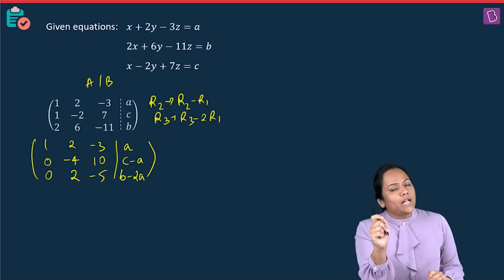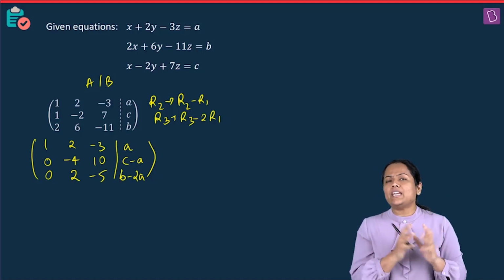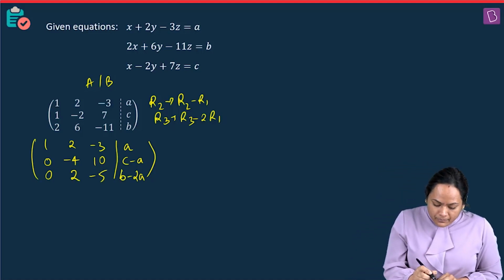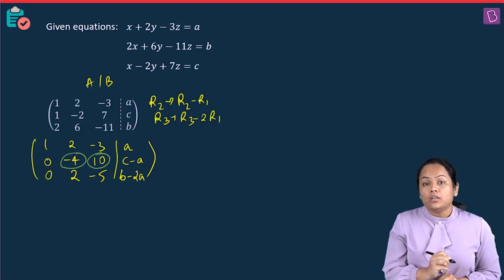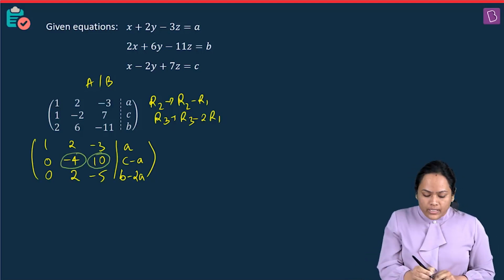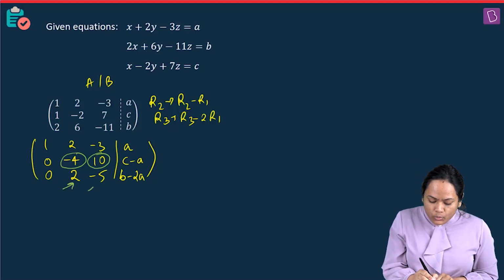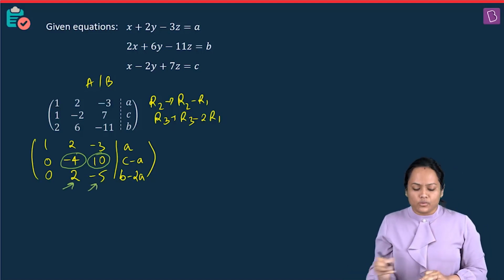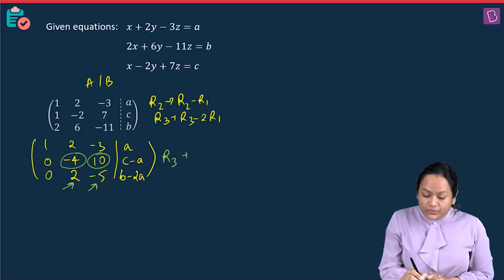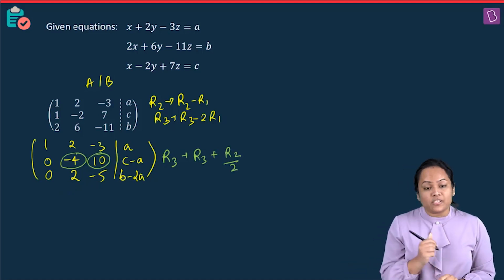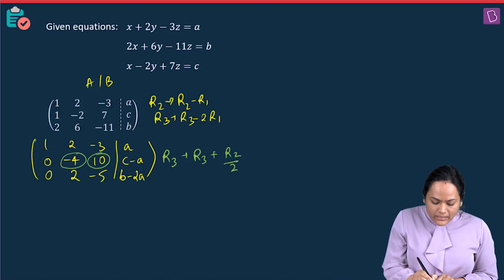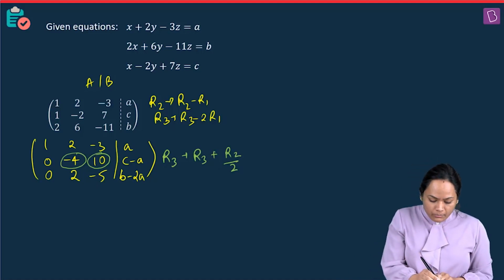Now, when we look very carefully, my R2 has elements like minus 4 and 10, whose half value with a negative sign will become 2 and minus 5. What I'm trying to say is that I'm changing my R3 now again as R3 plus R2 by 2. Because when I apply that transformation, I'm going to get another transformed matrix.